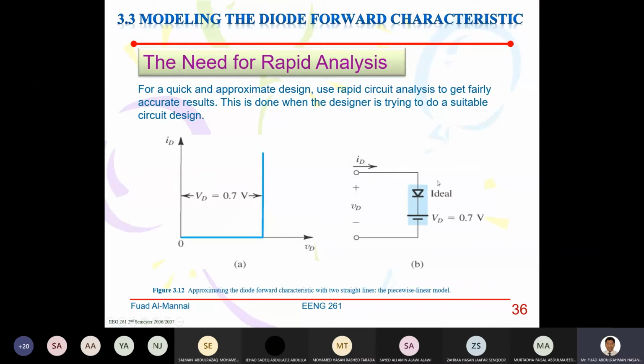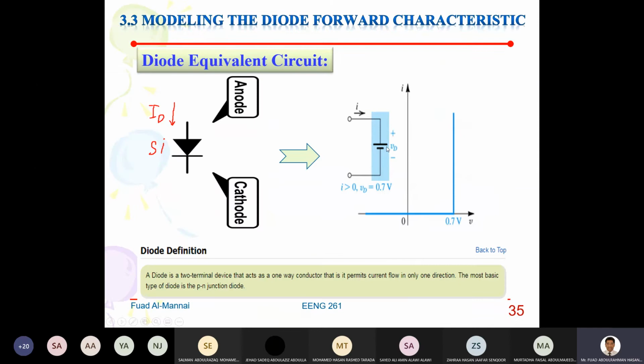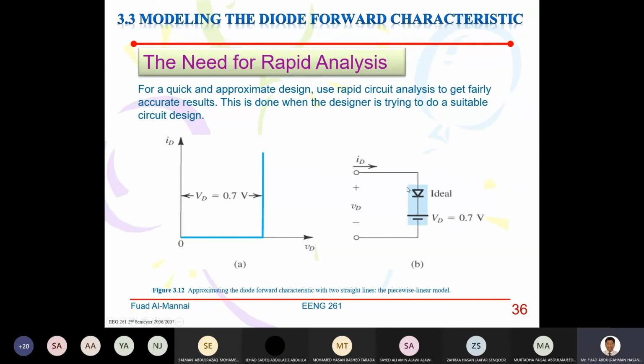This diode that we did here is actually an ideal diode plus the VD of 0.7 volt. This is exactly the same, right? So this is an ideal diode actually, and 0.7 volt. And that's why this is 0.7 volt. But we still didn't know how we're going to do the exponential here.